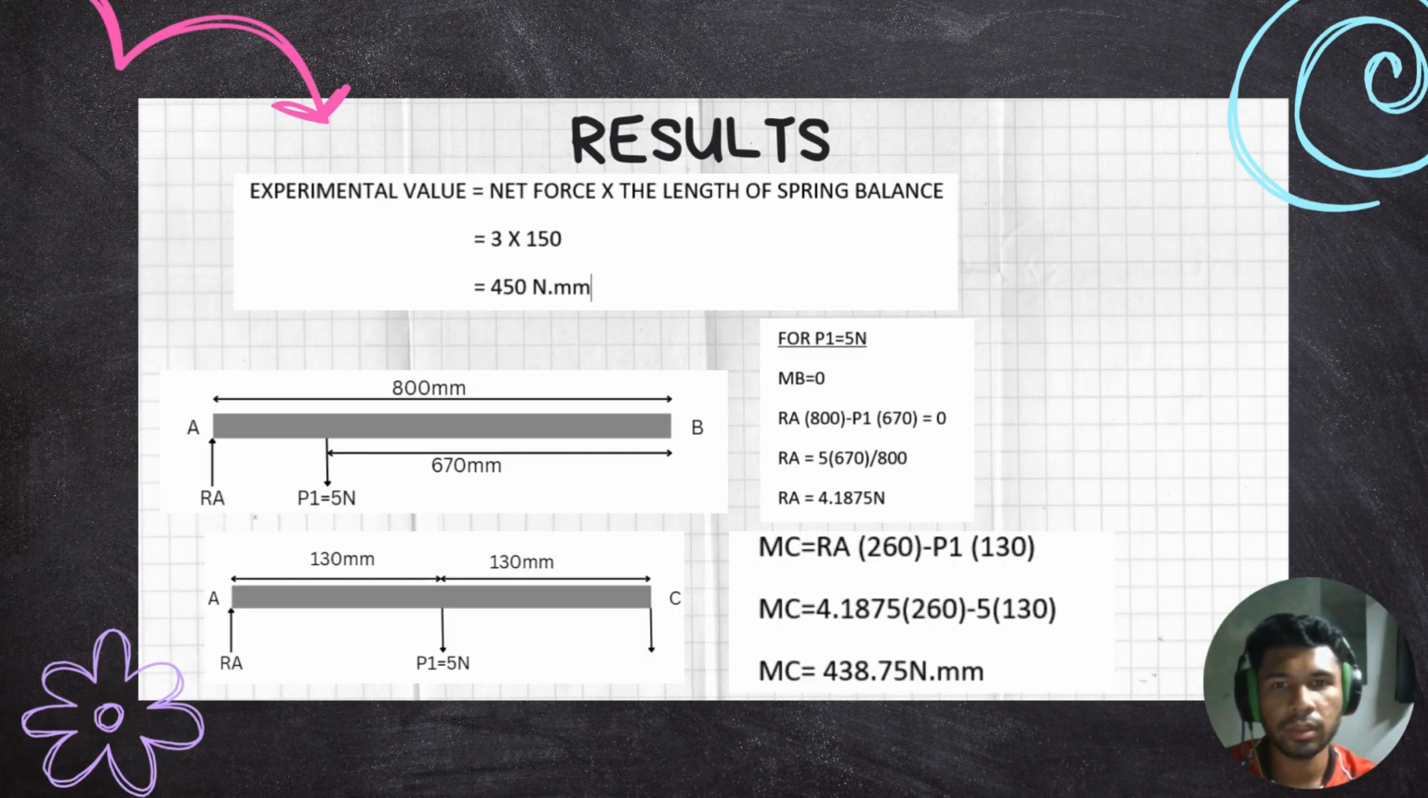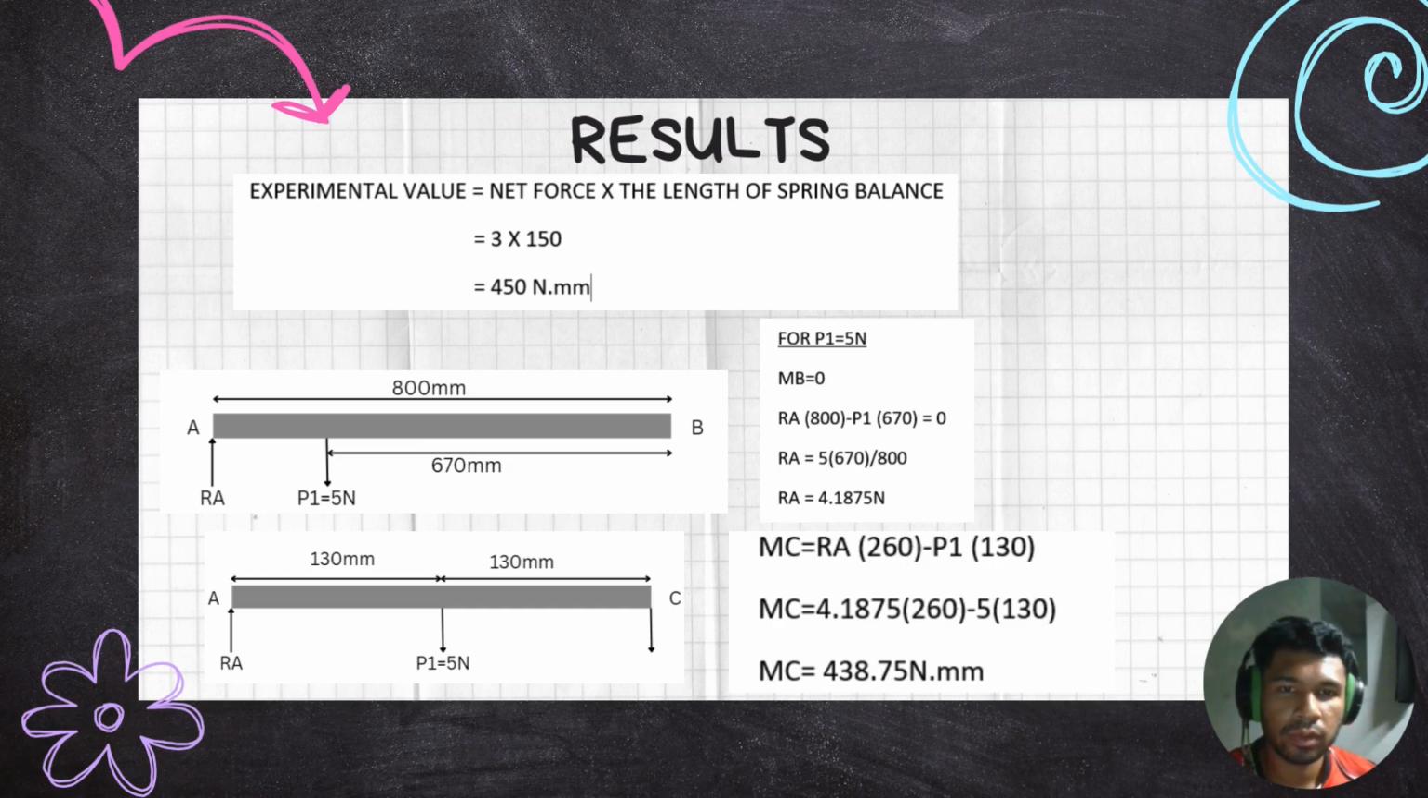Okay, for the calculation part, here we provide some examples from the values that we get in the table. For the experimental value, we use the formula net force multiplied by the length of spring balance, and we get the experimental value equal to 450 Newton millimeter.